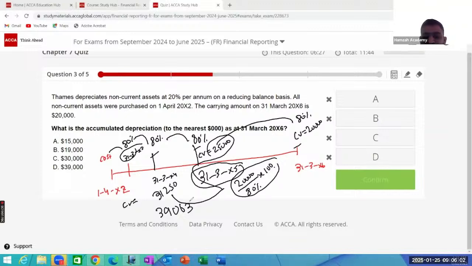So that is 39,063. Now this 39,063 is 80% of the cost. So the cost of the asset on the date of purchase was 48,828.